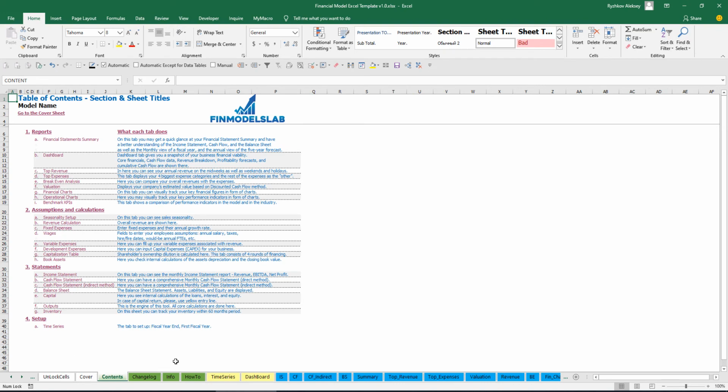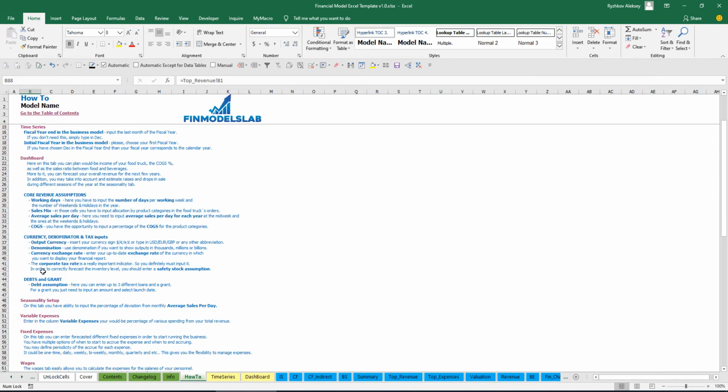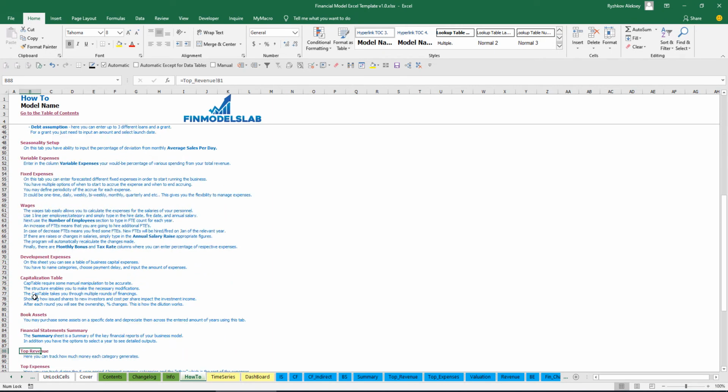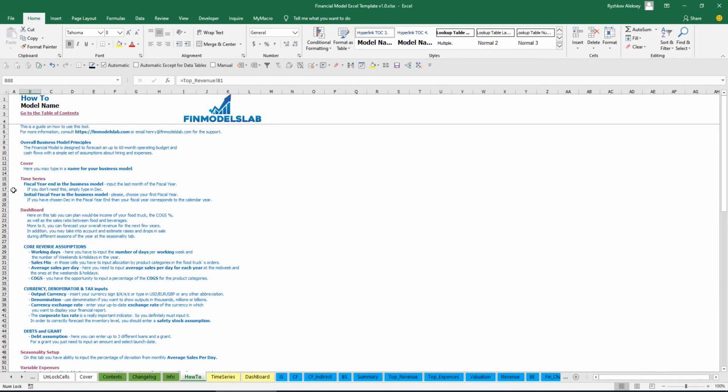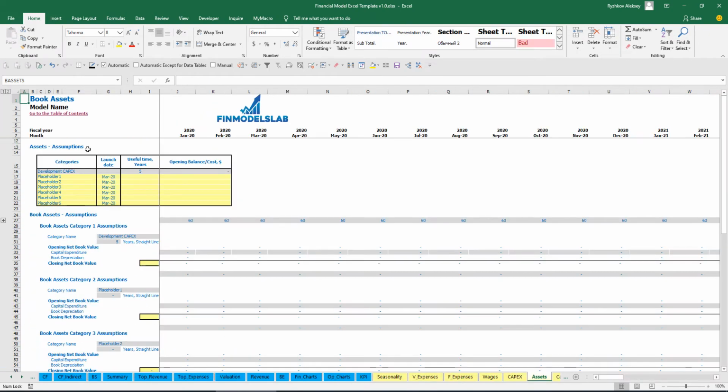But if you want to know more, you can go to How To to see a more detailed explanation of what each tab does, what inputs you may find on this sheet, and what kind of outputs you may find on this sheet as well. Any header of this section is also clickable. So you may click on, for example, Book Assets and you go directly to this tab.